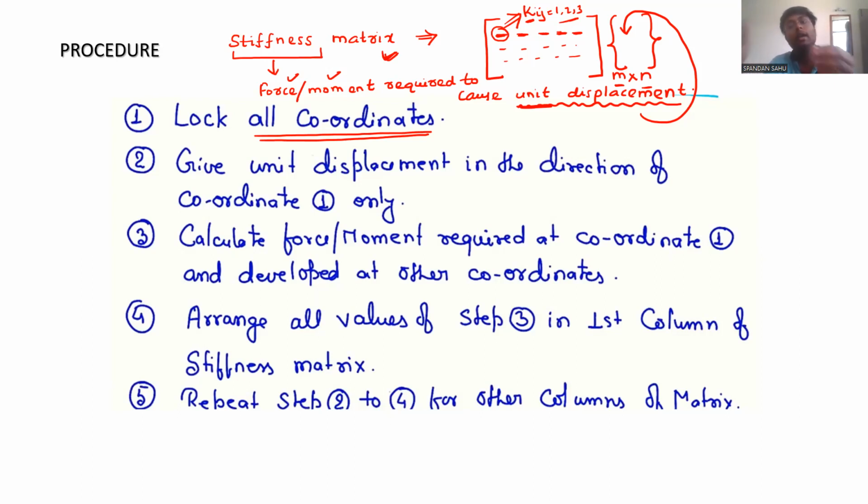So for doing that, we need to arrest all those displacements. How to arrest all those displacements? Just make the structure stiff. How to make the structure stiff? Remove all those Kij.